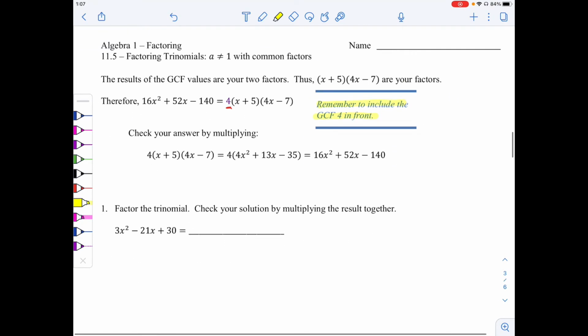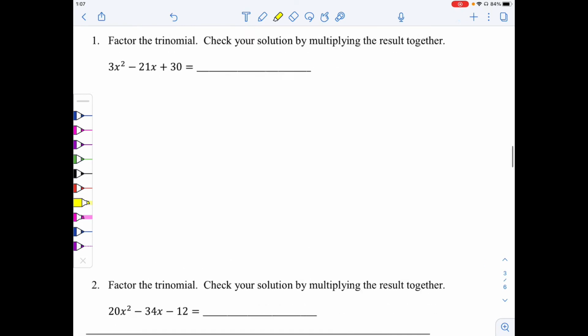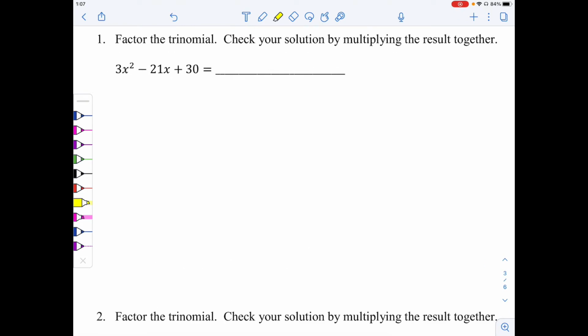Okay, so let's do the first one. Yeah, so we just continue on adding on what we know, right? Same thing. First thing, we're going to factor out the common factor. We notice this one has a factor of 3 in it. 21 you can divide by 3. 30 you can divide by 3. If you found the GCF of all these, it would be 3. So we could divide by 3, divide by 3, divide by 3, and we're left with x squared minus 7x plus 10.